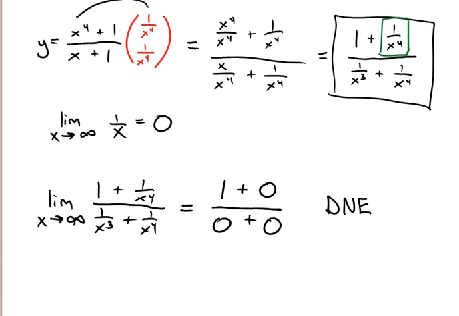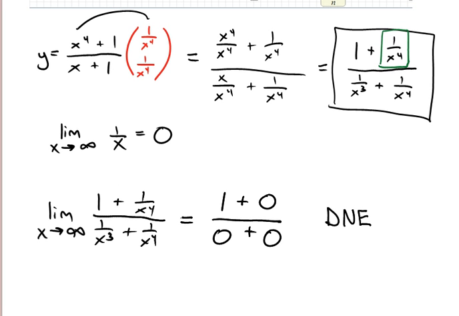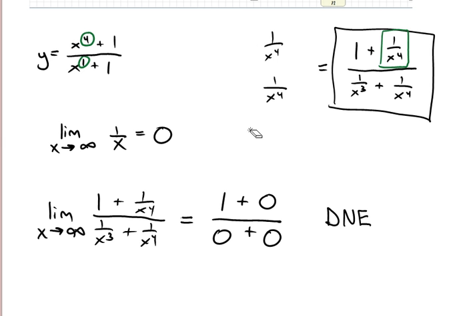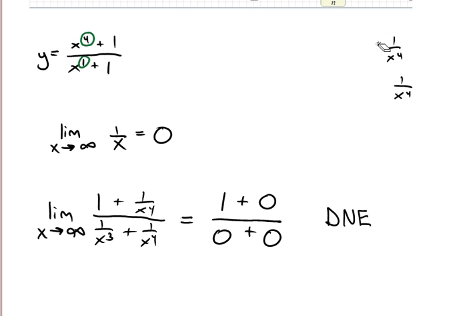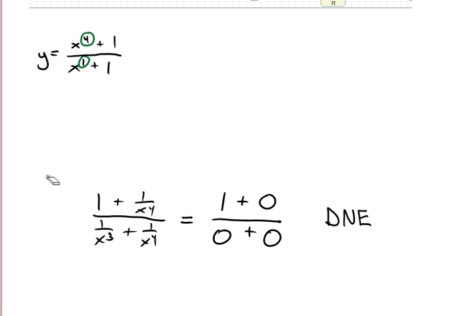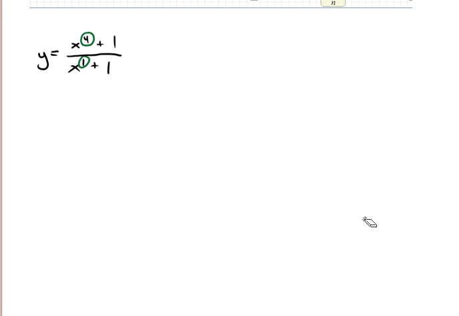The trick, though, if you just need a quick answer: you look at the highest exponents in the numerator and in the denominator. The highest exponent in the numerator is a 4. The highest exponent in the denominator is a 1. Well, as x gets larger and larger, you could think of it as like a battle that's occurring. x to the fourth is going to outpace x to the first. Eventually, the graph just goes off into infinity, and there is no horizontal asymptote.